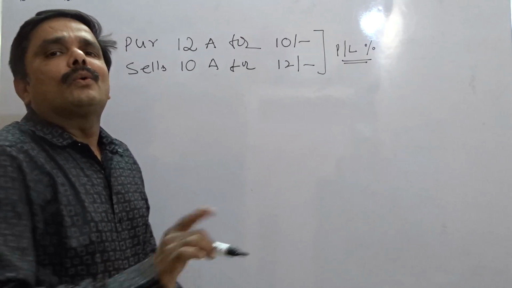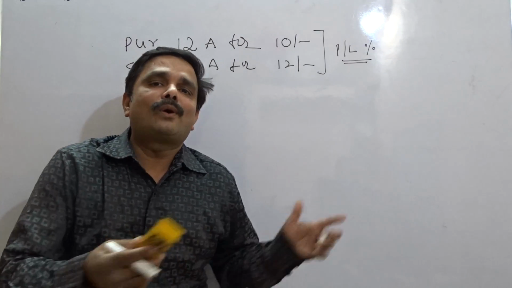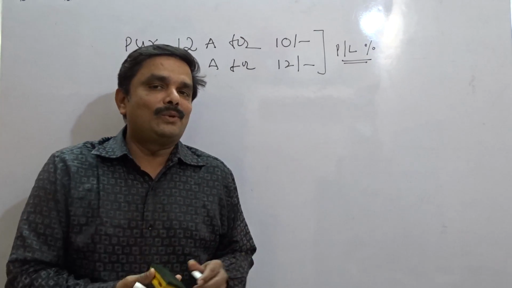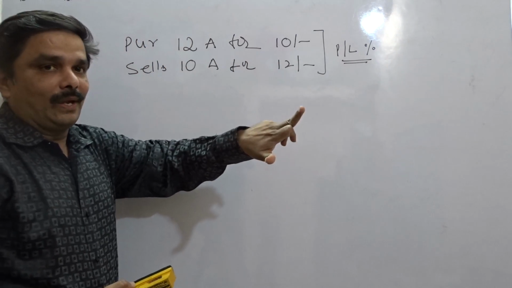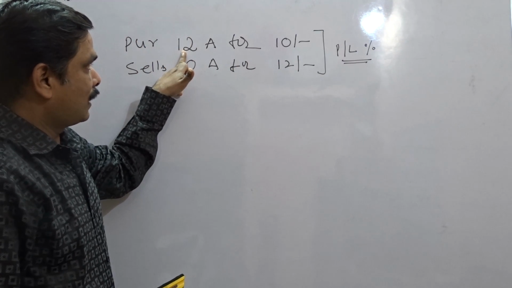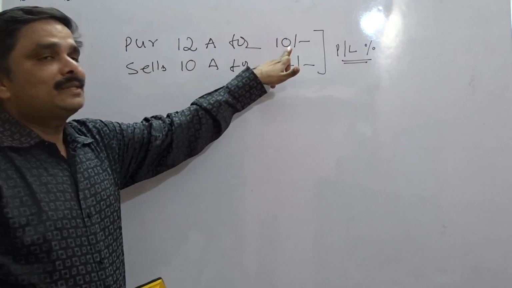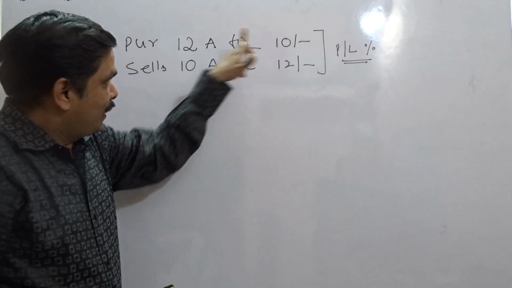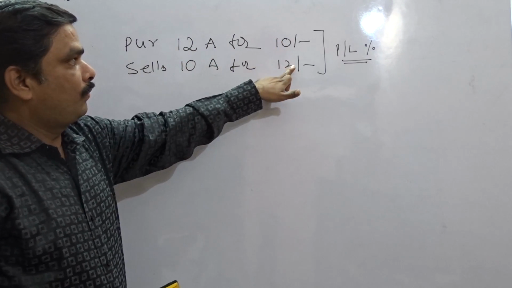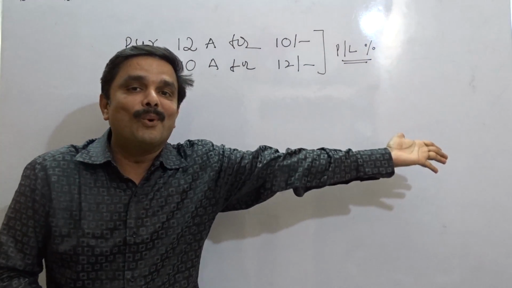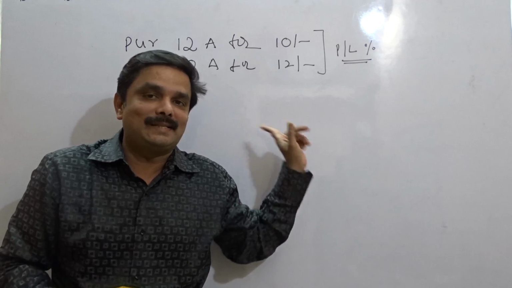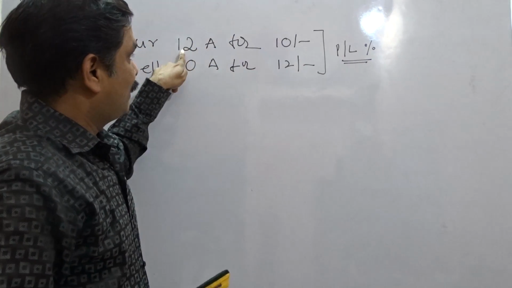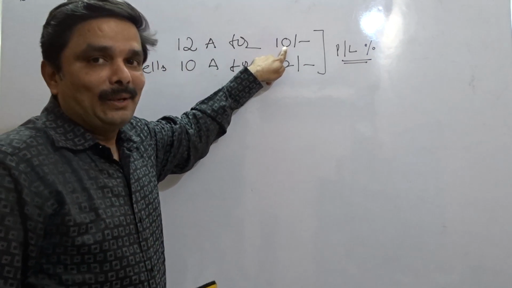Generally, they ask the question: is it profit or loss in this transaction? Simply you can say, think logically, observe carefully. More articles are purchased for less price comparatively. Now, these fewer articles are sold for more money. More money means, what does it mean? Definitely there is a profit in this transaction, because 12 articles are being purchased for only 10 rupees.